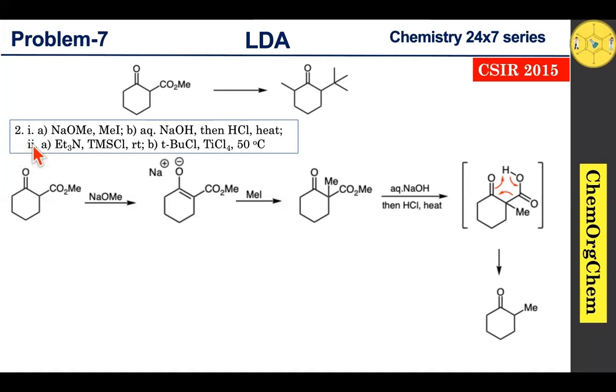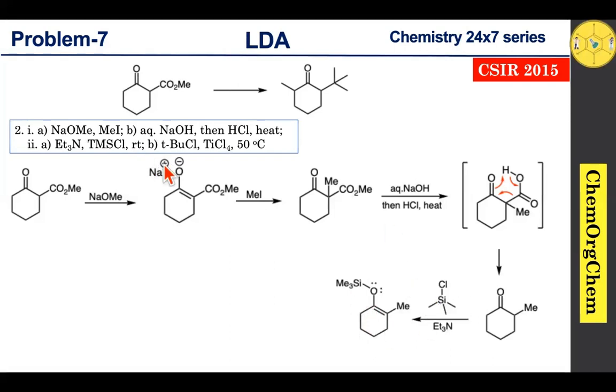The second reaction condition in A involves triethylamine and trimethylsilyl chloride under room temperature. We should note the room temperature. Therefore, under room temperature, when you use triethylamine followed by trimethylsilyl chloride, it initially produces the thermodynamically stable enolate ion, which then reacts with trimethylsilyl chloride to produce the corresponding product.